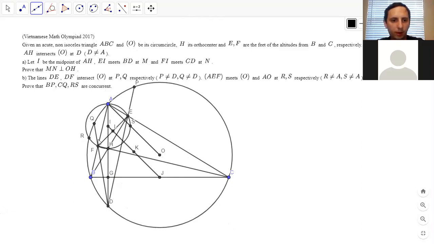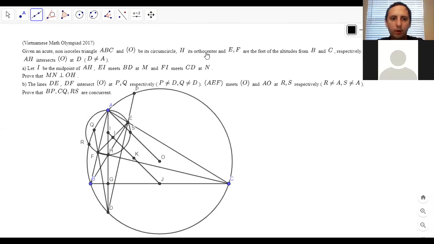Maybe inversion might help, because we want to show R, L, and S are collinear, right? Yeah, we did solve part A. Part A has not much to do with part B. It's kind of interesting. Serdar basically saw almost right away that MN is the radical axis of the 9-point circle and the circumcircle. So for part B, we want to show R, L, and S are collinear.